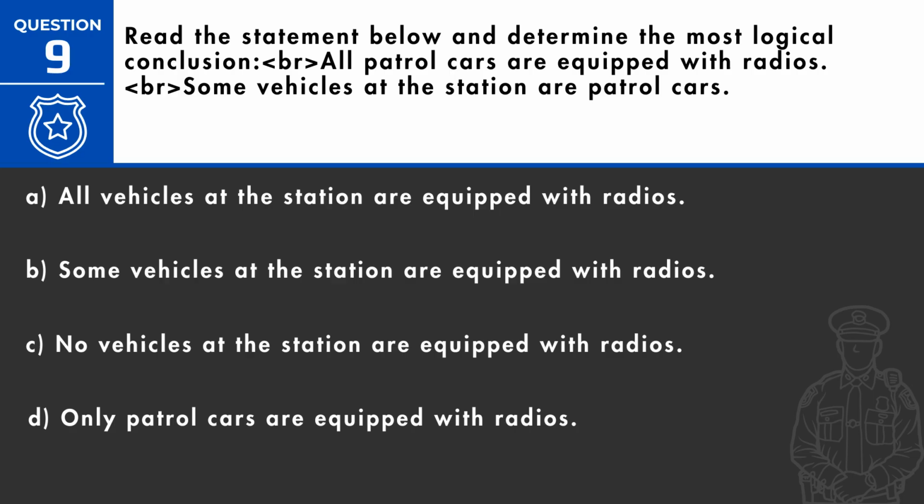Question 9. Read the statement below and determine the most logical conclusion. All patrol cars are equipped with radios. Some vehicles at the station are patrol cars. A. All vehicles at the station are equipped with radios. B. Some vehicles at the station are equipped with radios. C. No vehicles at the station are equipped with radios. D. Only patrol cars are equipped with radios.